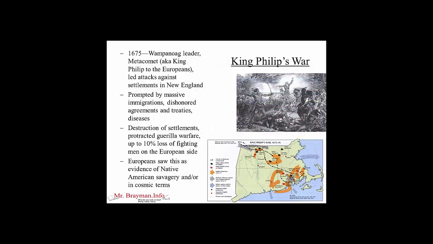One of the first major climaxes of these tensions between Native Americans and Puritans was King Philip's War, in which in 1675, the Wampanoag leader Metacomet, who was known as King Philip to the Europeans, led attacks against settlements in New England. And this was prompted by massive immigrations, up to like 20,000 Europeans moving into New England in a very short period of time. Agreements and treaties were dishonored and often ignored. And then, of course, the introduction of diseases. You can see why the Native Americans were obviously very angry, and they saw the Europeans as an invading army.